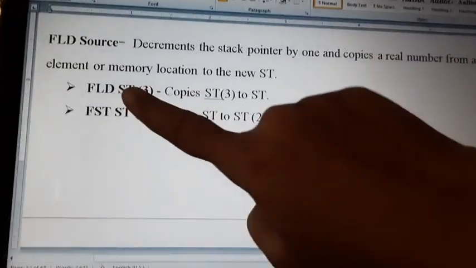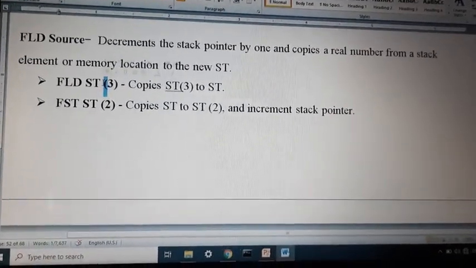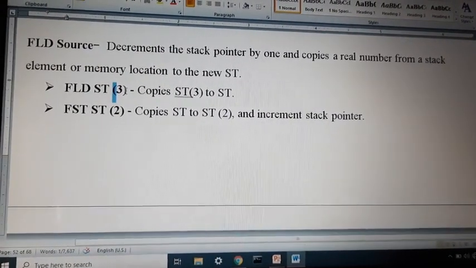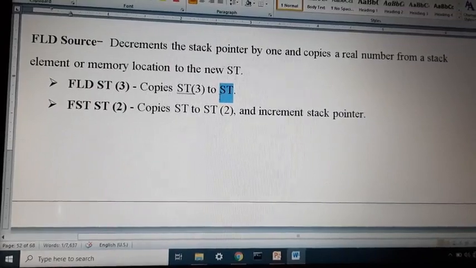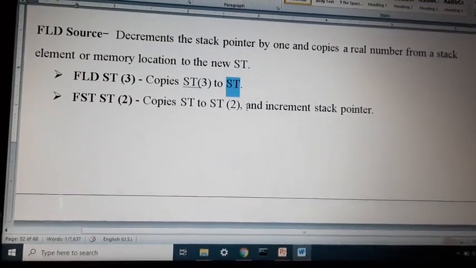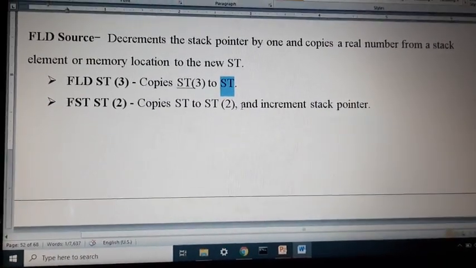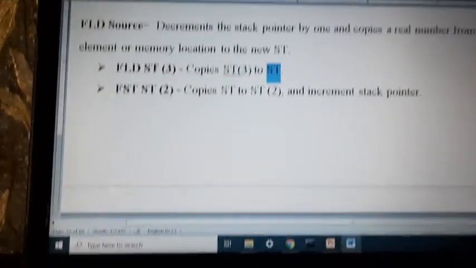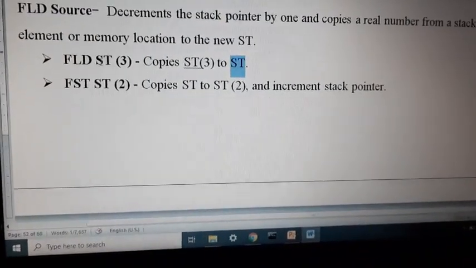So for example, here you can consider FLD ST of 3. ST of 3 is considered as a source. So it means that whatever contents of ST of 3, that you have to load to the top of stack. Now in every example, the ST stands for the top of stack. No 0, no 1, no 7 is there as a parameter. So only ST, it means that is the top of the stack. So FLD can be with a simple one operand, that is FLD source. It means load that ST of 3's contents onto the top of stack.